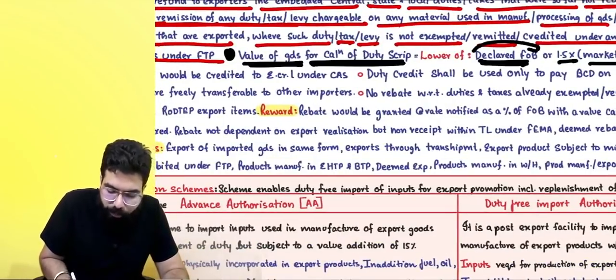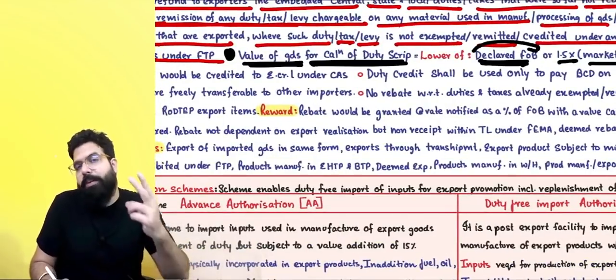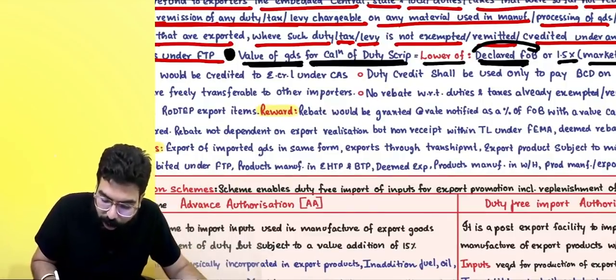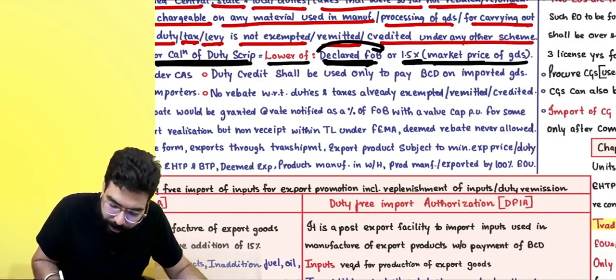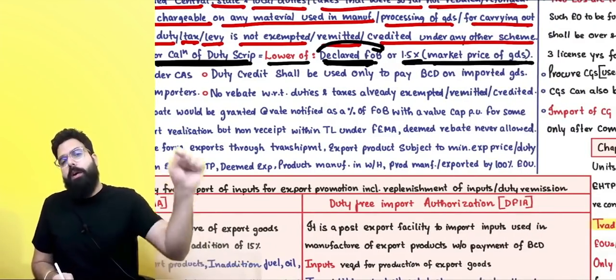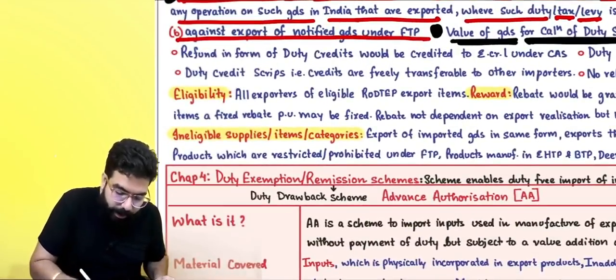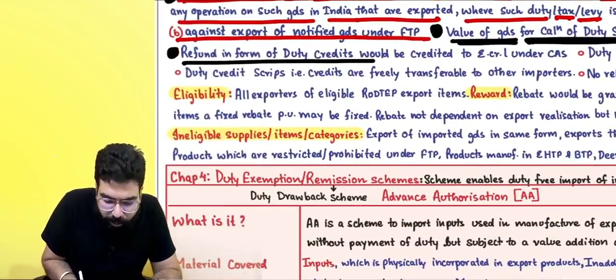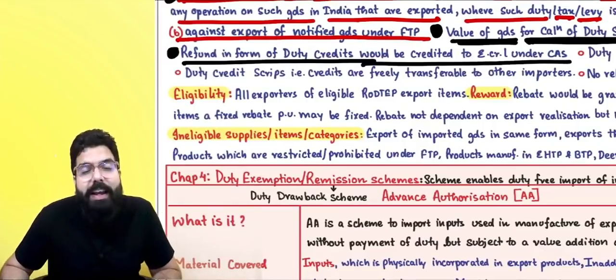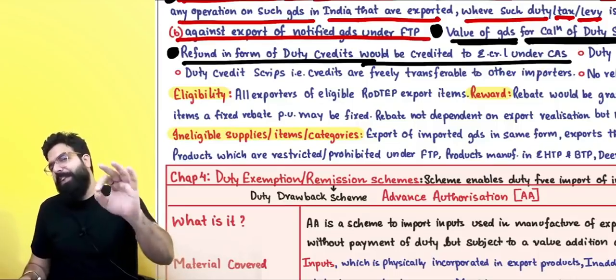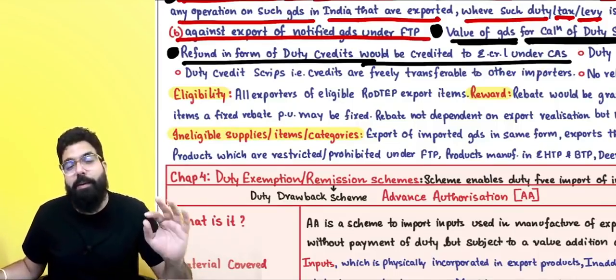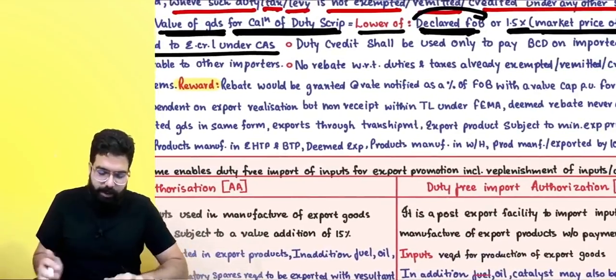Value of goods for calculation of scrip means 2%, 5% they told, will give you scrip. Scrip of what? Of lower of declared FOB or 1.5 times of the market price of the goods. Next, sir, the fourth bullet point over here: refund in the form of duty credit would be credited to your e-credit ledger maintained under the customs automated system. No more physical scrip will be given. They will put it directly in your e-credit ledger, which is maintained under the customs.